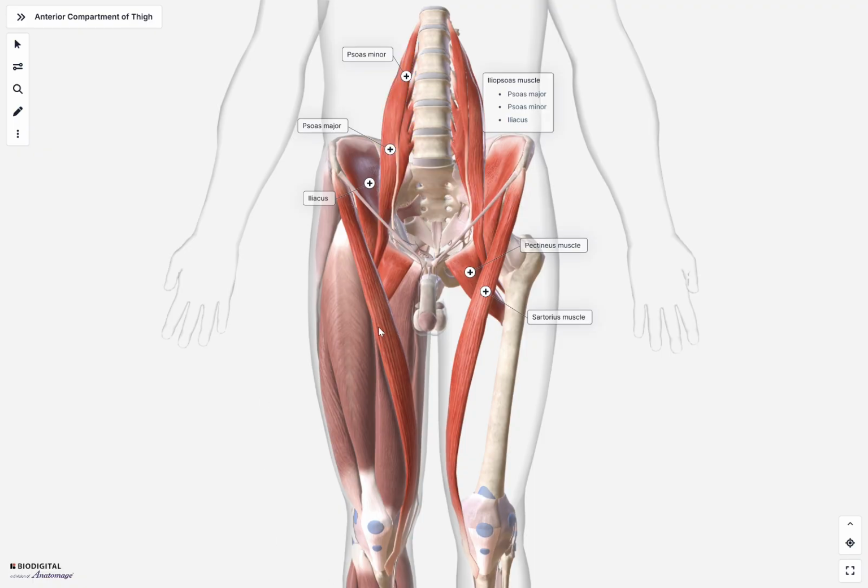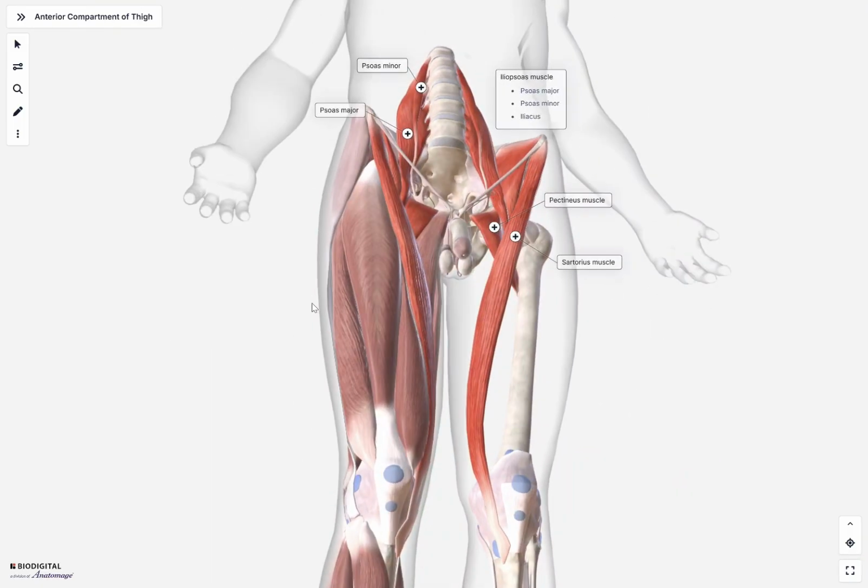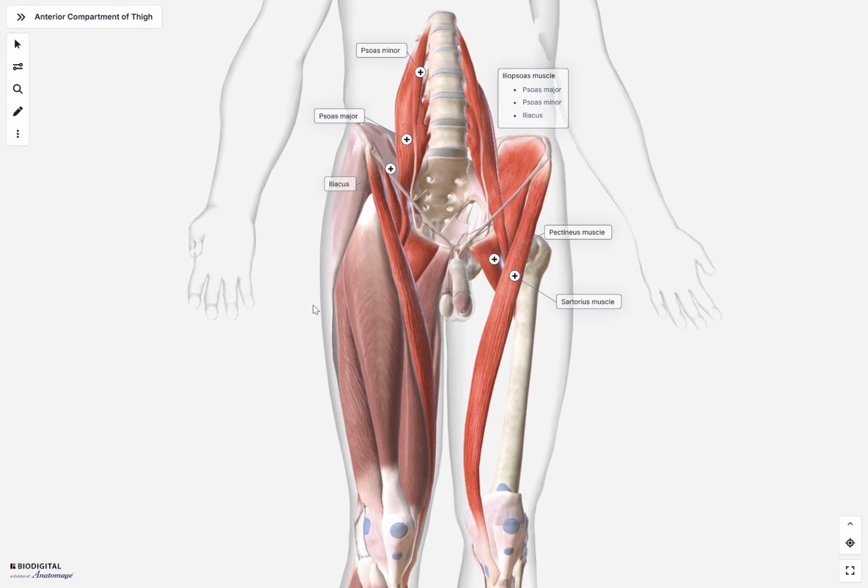The main component of the anterior compartment of the thigh is the knee extensor group, which would be called the quadriceps femoris. This includes four muscles: the rectus femoris, the vastus lateralis, vastus medialis, and the vastus intermedius, which we can't see on this model, but it would be directly deep to the rectus femoris.